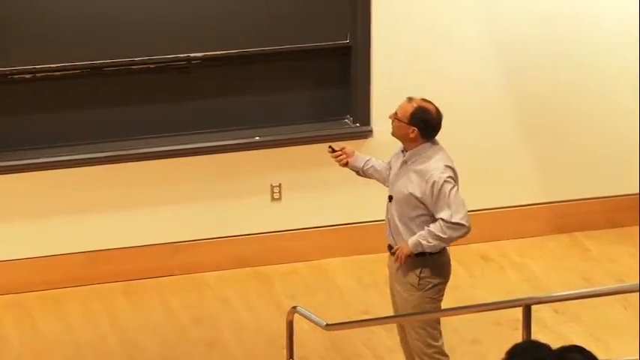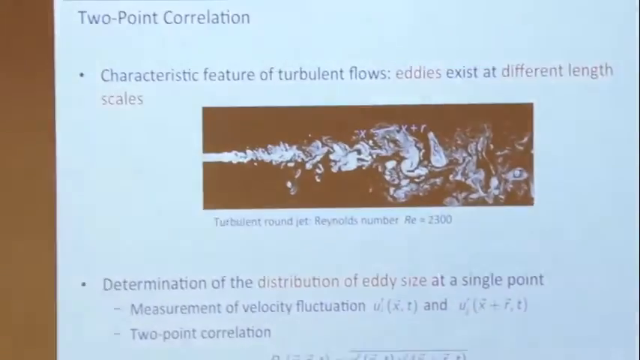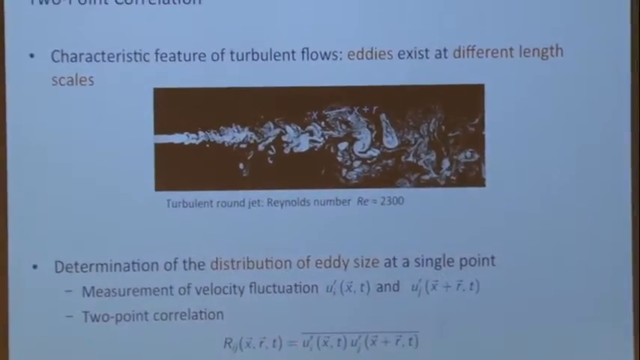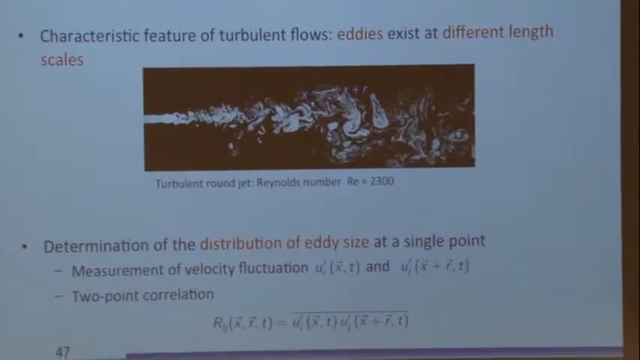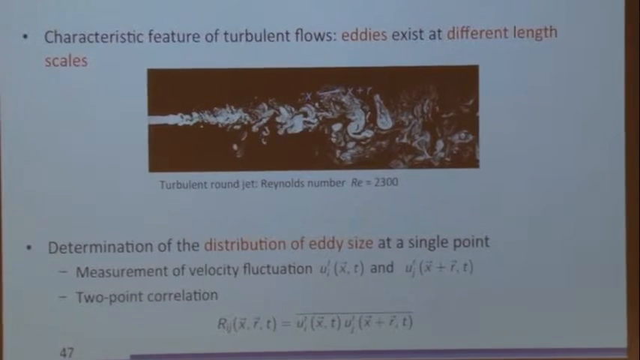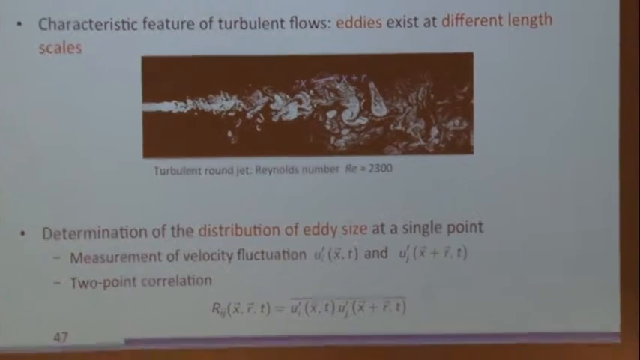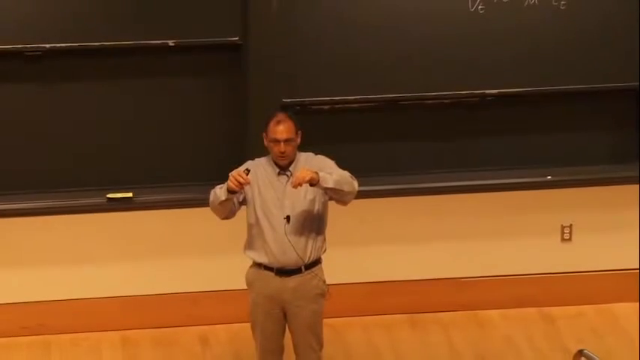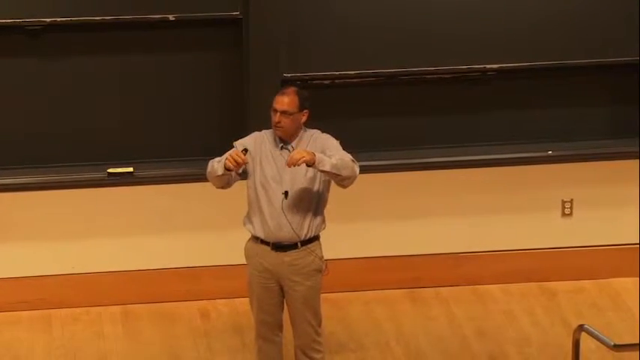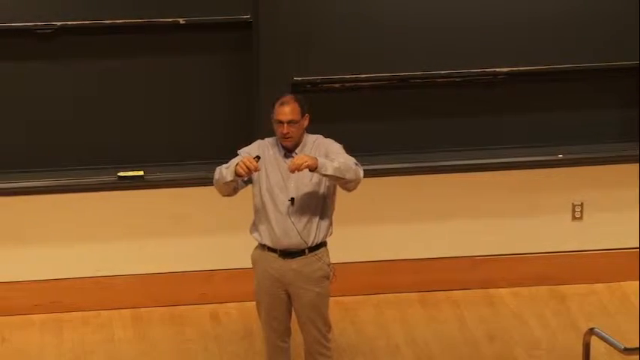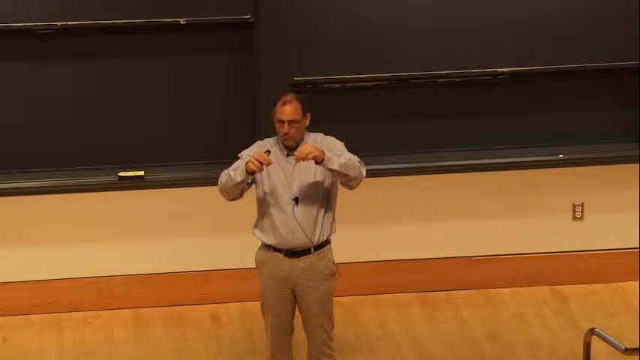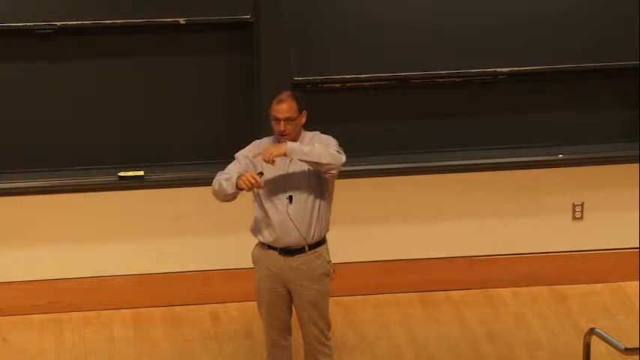And so what people do in turbulence theory is they very often look at these 2-point correlations. The idea is that you measure the velocity at this point and the velocity at a different point. Okay? And then you do this many, many times, and you look at if they correlate. If they correlate, that would mean they are part of the same eddy.